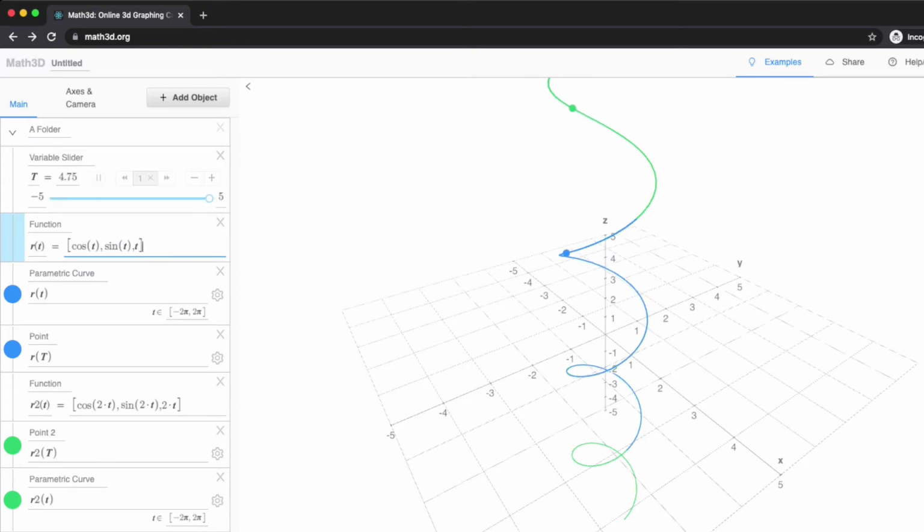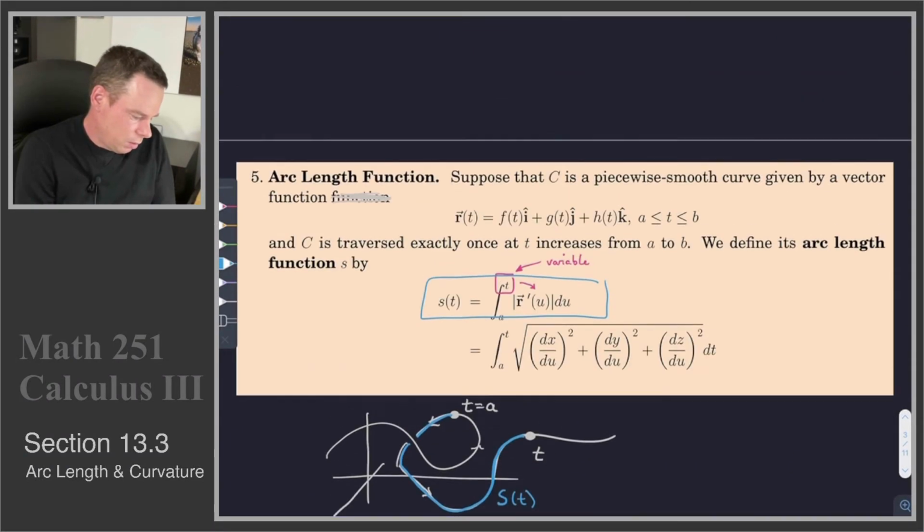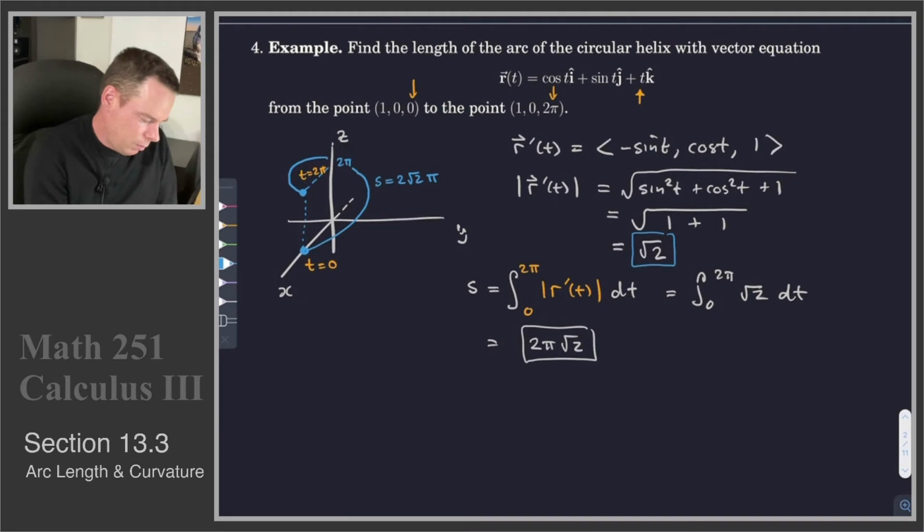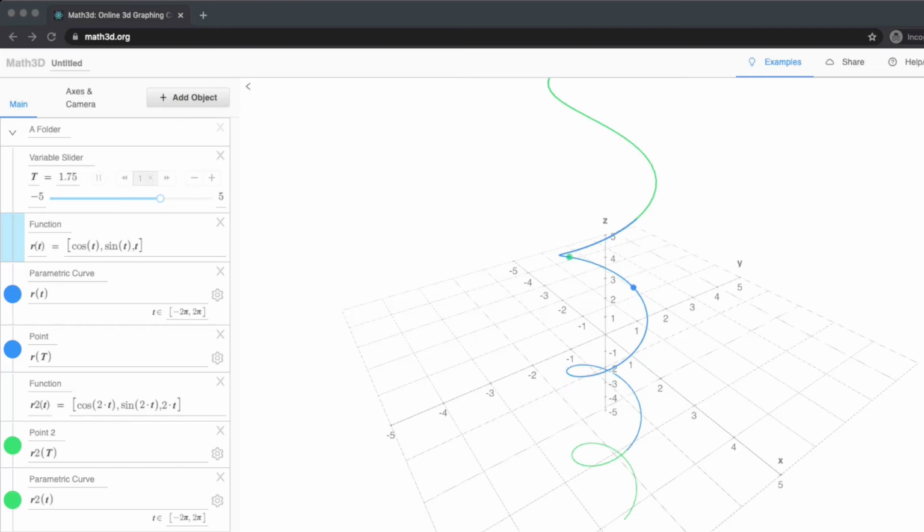What is the speed of this curve? Well, we've already calculated that. We'll go back to our notes, and we'll see that the part we calculated already was right here. The magnitude of r prime of t is root 2. That means that blue point is traveling along the curve at a speed of root 2. I would like the particle to be traveling along the curve at a speed of 1, unit speed. So then the question is, how do we re-parametrize it so that it's unit speed?